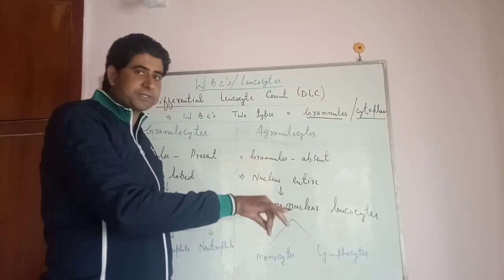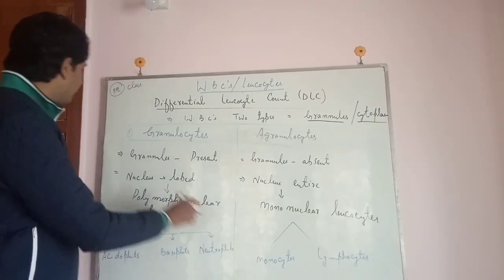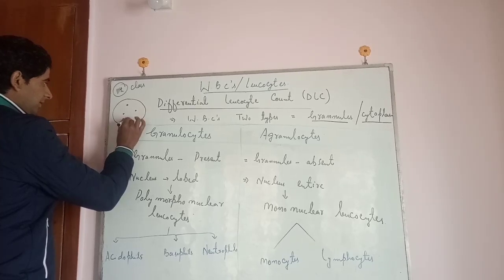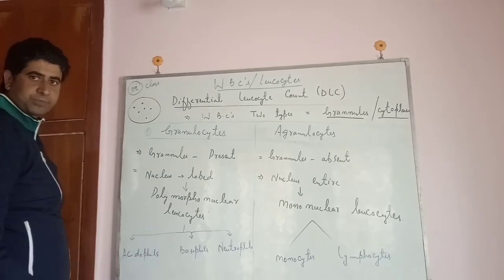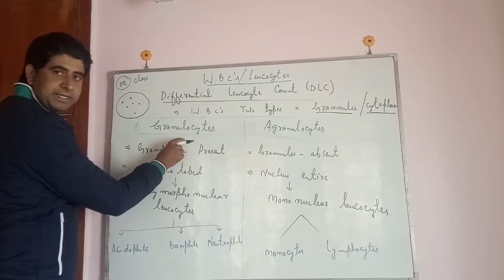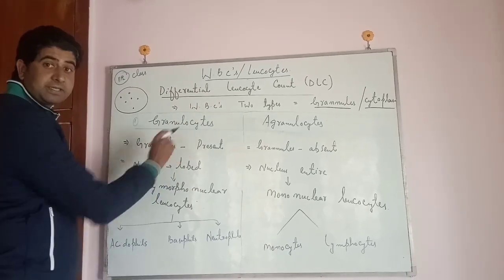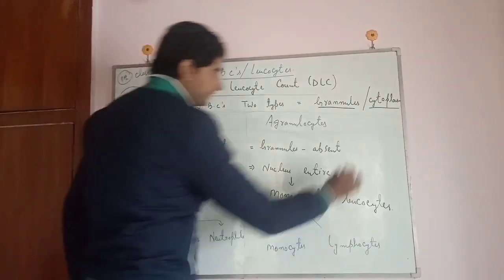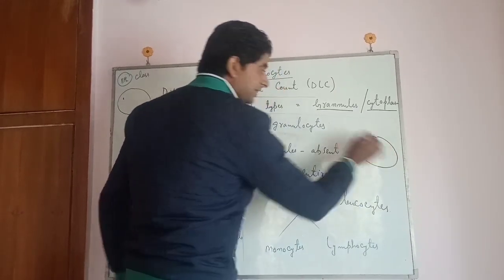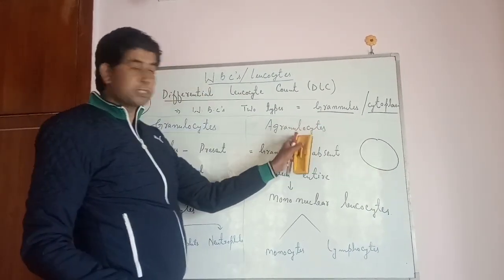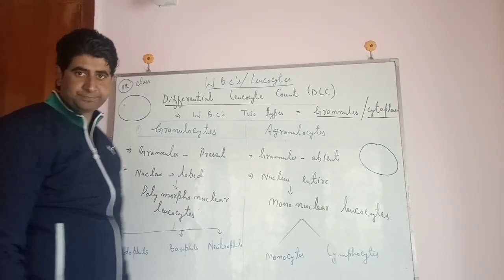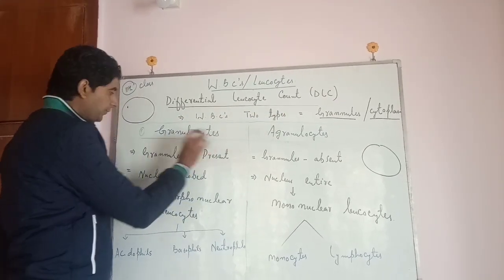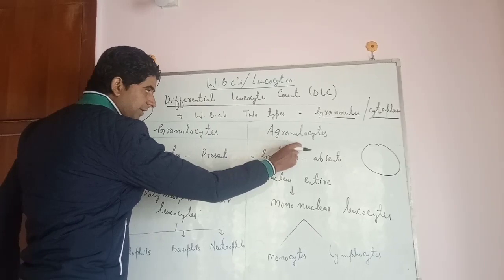अगर इनके साइटोप्लाज्म में ग्रैन्युल्स प्रेजेंट हैं, ग्रैन्युल्स का मतलब है छोटे छोटे दाने जैसे, small granules, grain like structures. अगर ये ग्रैन्युल्स इनके साइटोप्लाज्म में प्रेजेंट हैं, then those WBCs have been termed as granulocytes. However, if the granules are absent in their cytoplasm, then these WBCs have been termed as agranulocytes. So that means WBCs are classified into two broad categories. First one is the granulocytes and number next is the agranulocytes.